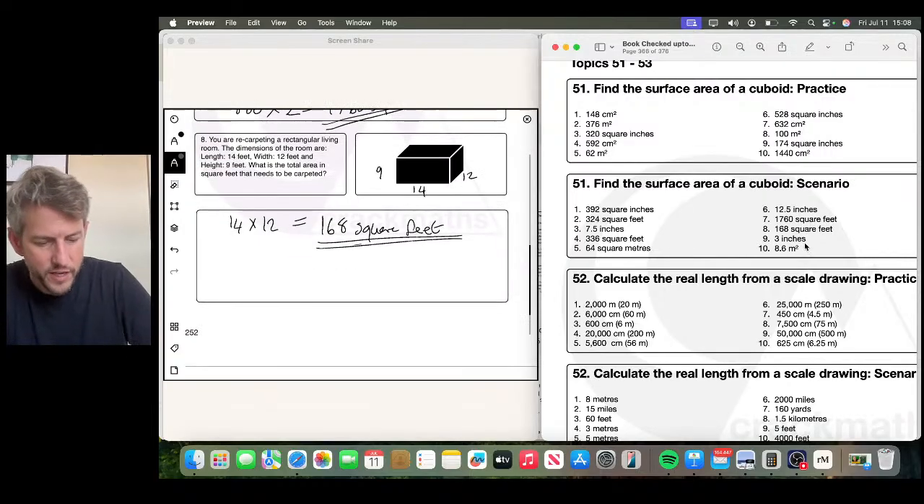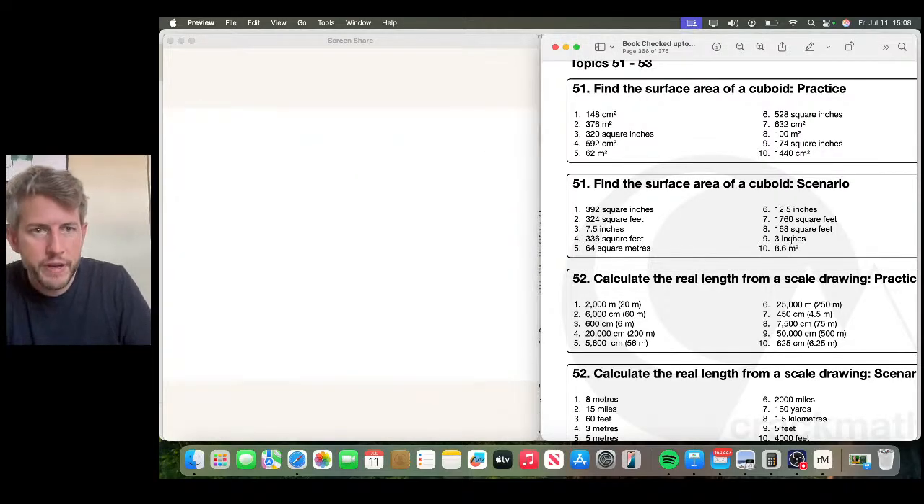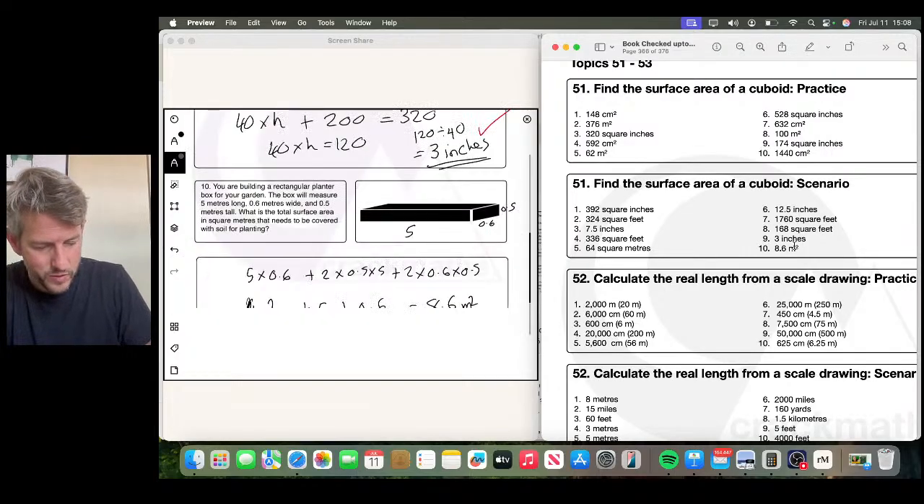This next one here is 168. Then what we've got down here is we've got 3 inches. And then we've got here 8.6.